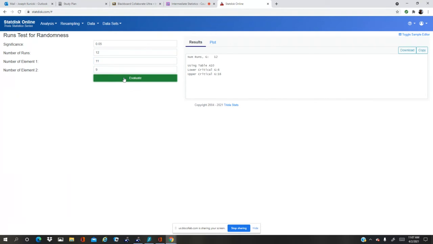This is the summary data. So see, it gives us the test statistic G, and then it gives us the critical values. The critical values are 6 to 16. So we're between the 6 and 16, so we're not going to reject. So the p-value is going to be larger than 5%.